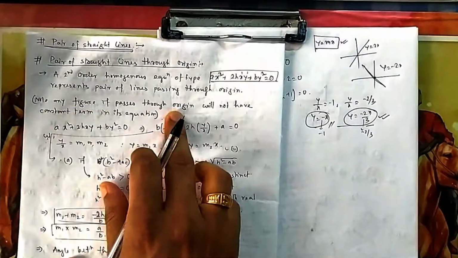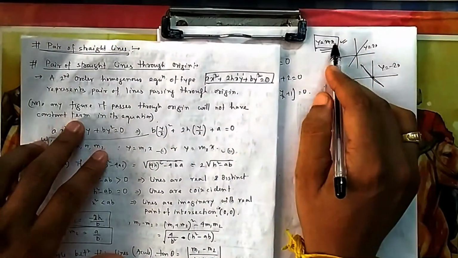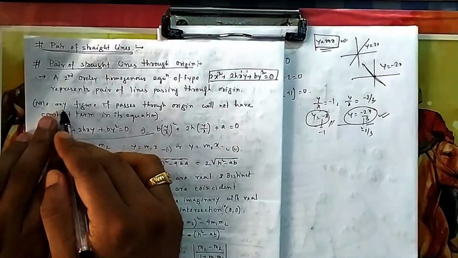So note that, that's why I have written here. Note that what I was telling: any figure if it passes through origin, there is no constant term. So you can see that's what I have written in the note.